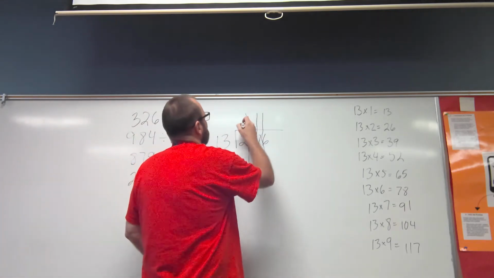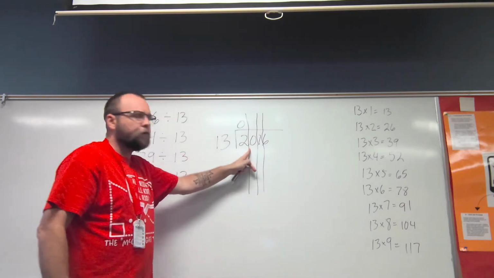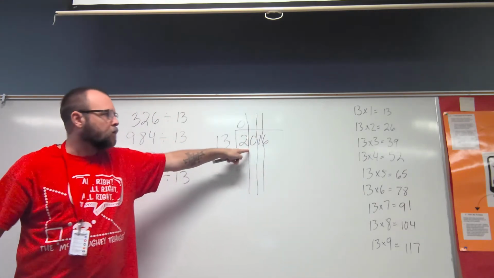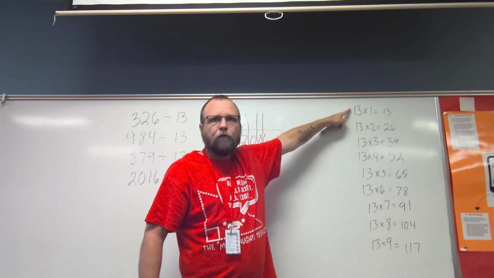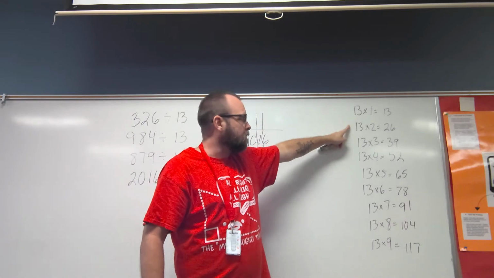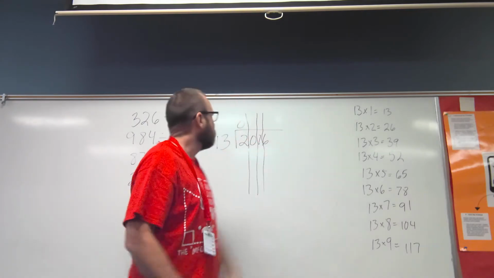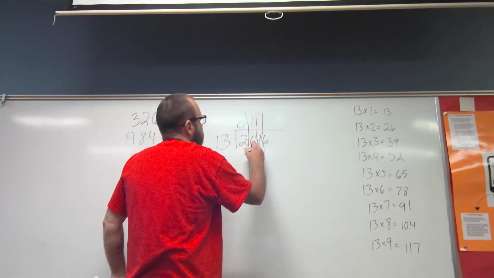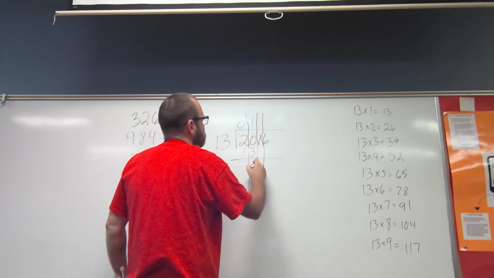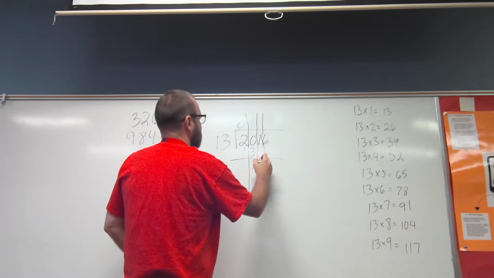I know 13 won't go into 2. I know 13 will go into 20 because 20 is bigger than 13. So I go over here, I have 13, I have 26, I have 30. Oh, 26 is too big. So I got to go 13 times 1, which is 13. I subtract, I get 7. And then I bring down this 1.